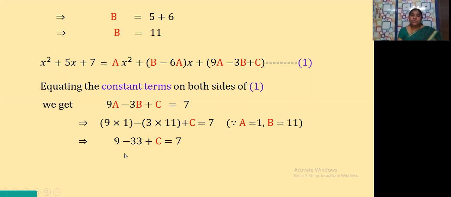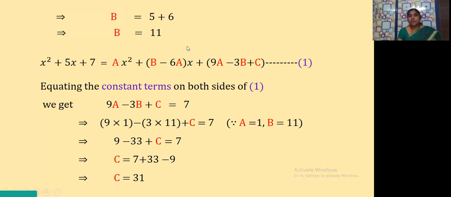So how much is C? C is equal to 7 plus 33 minus 9. These two terms I am sending to the other side. 33 plus 7 is 40. 40 minus 9 is how much? C is equal to 31. So we now got all three values. Not variables, children, they are constants. Three constants values we got.